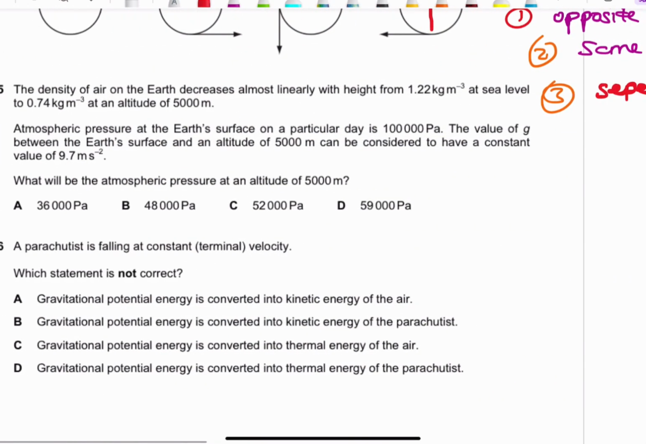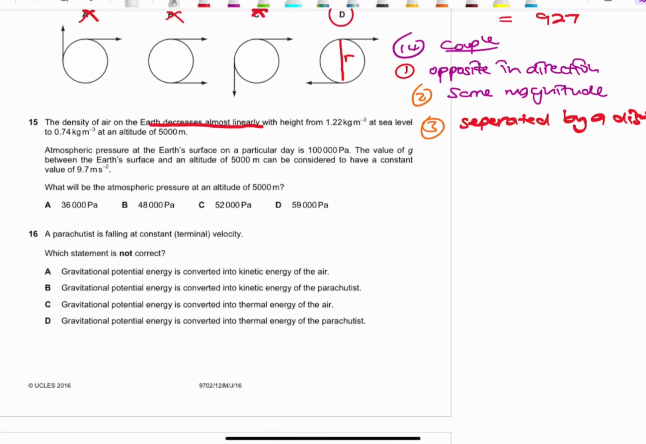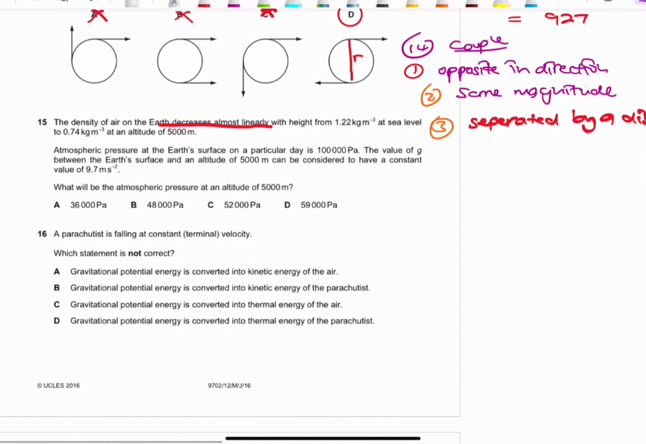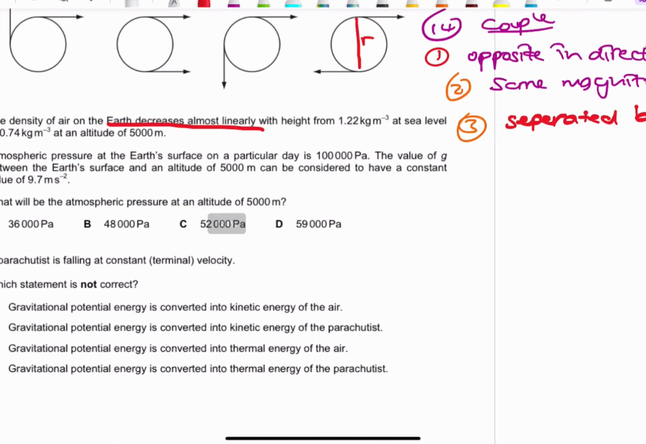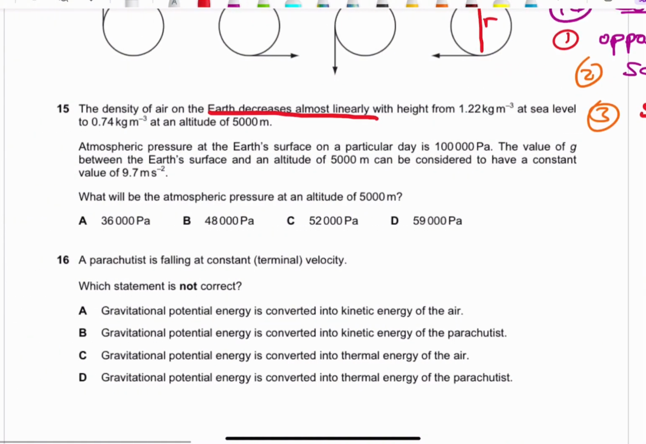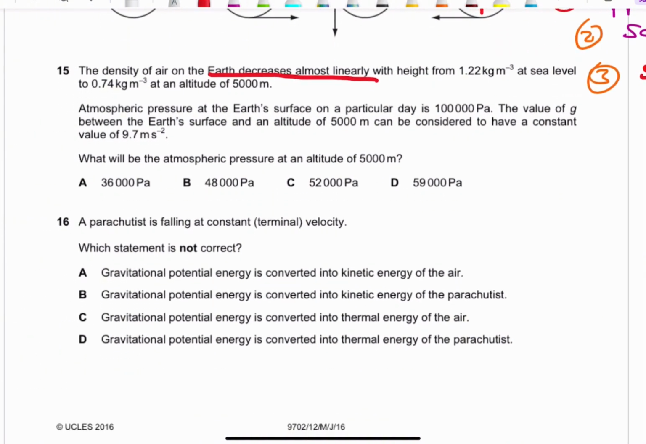The density of air decreases almost linearly with height, right? So it's almost linearly. Very important to pay attention to details, right? What is the question trying to say? A lot of it comes from paying attention to particular words within the question, right? With height from 1.22 to 0.74 at an altitude of 5,000.